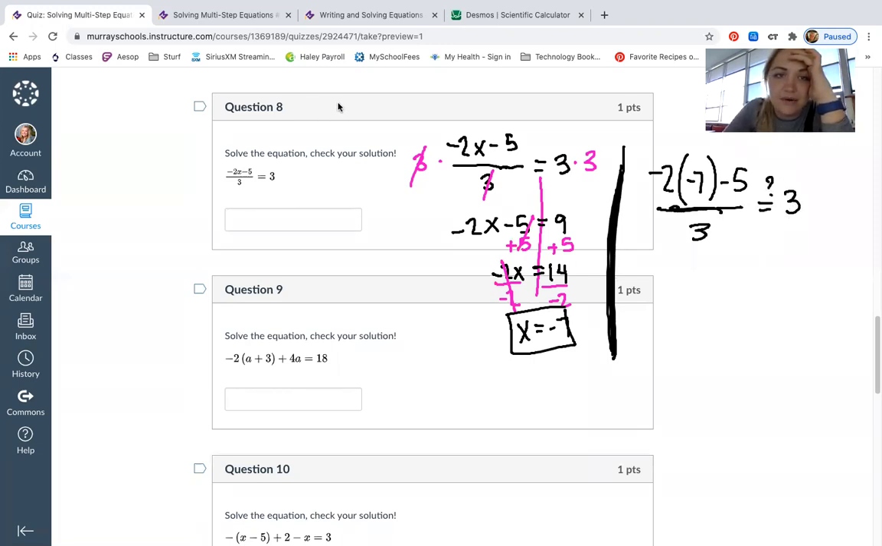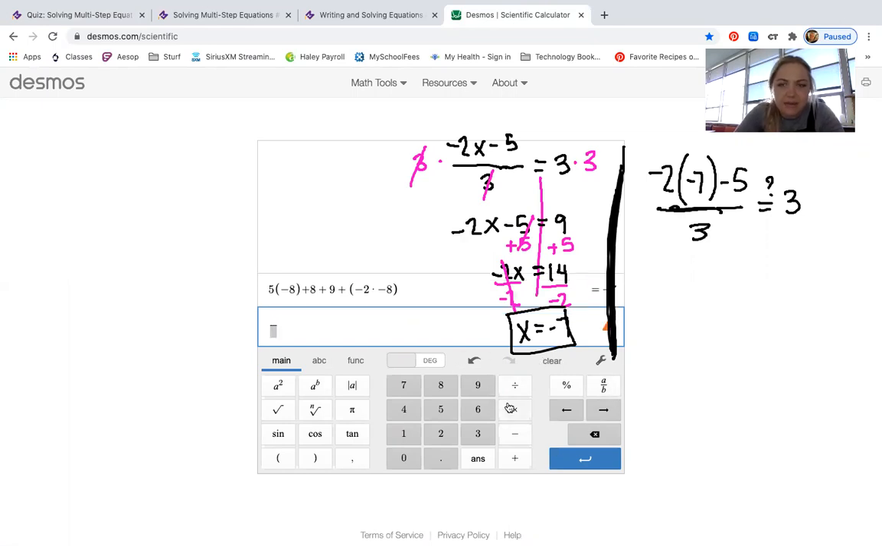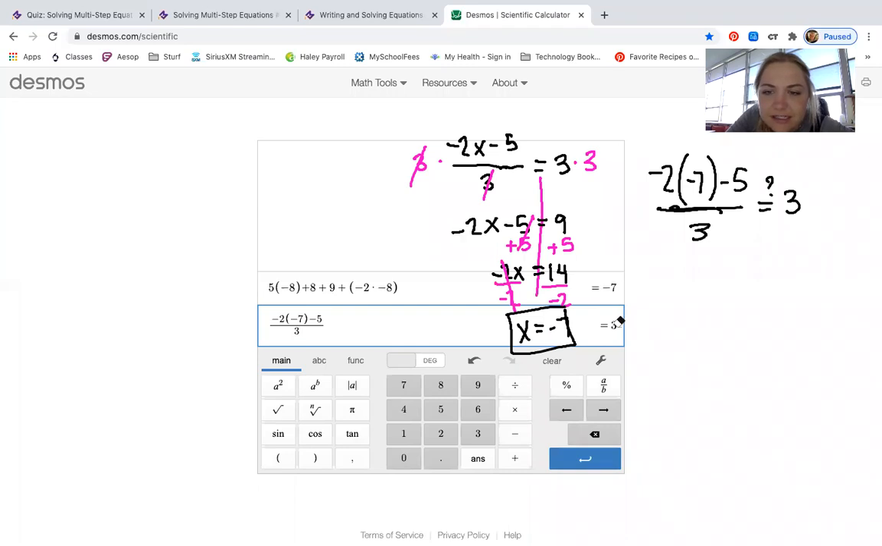So let's go to our calculator, and we are going to type that in. We are going to try negative 2. Actually, I think we might have to put this whole top piece in parentheses. Let's find out. Where's the fraction? Oh, here's the fraction. Okay, so on the top, I'm going to do negative 2 times negative 7 minus 5. And on the bottom, I'm just going to divide by 3. And I can't see my answer. Let's get rid of this. There it is. It's 3.